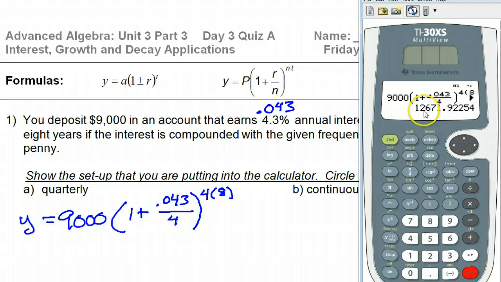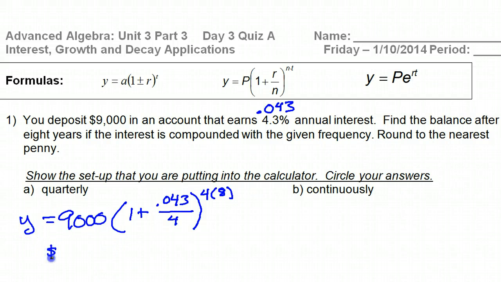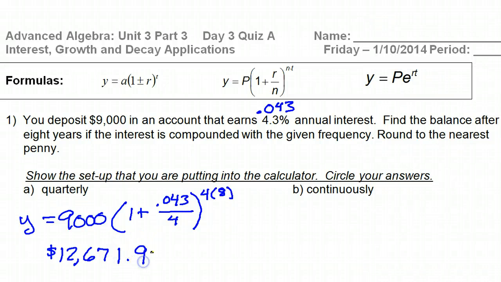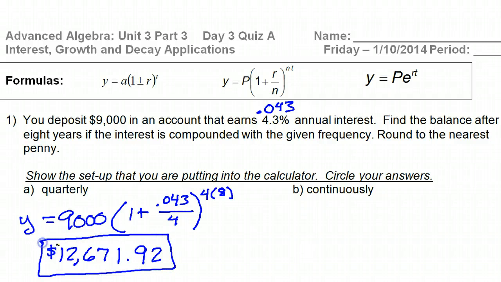So we get $12,671.92. Okay, so that's how much we would have 8 years later if we deposited $9,000 now.